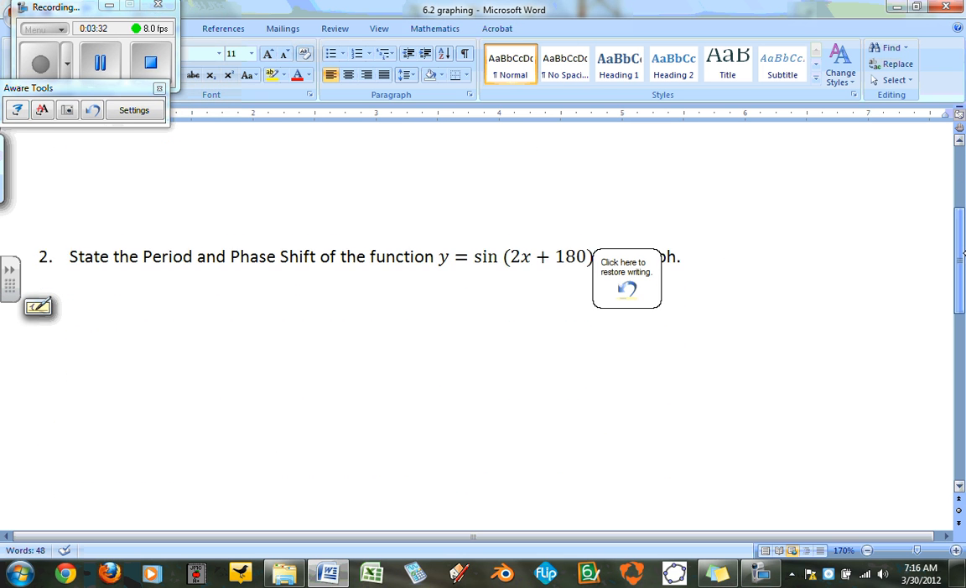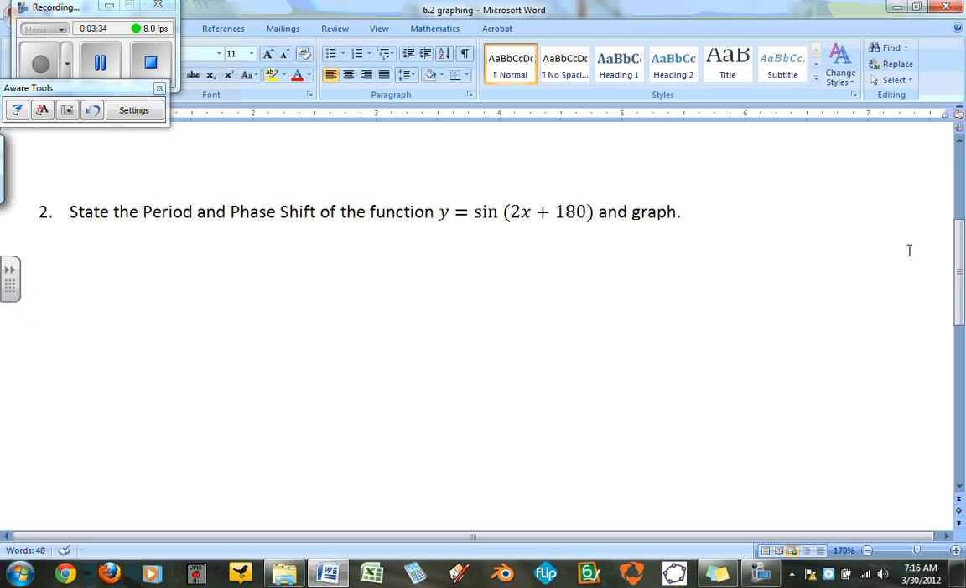Now we're going to state the period and phase shift for the function y equals sine of 2x plus 180, and then we're going to graph it. So now we're changing two things. We're changing the period, and we have a phase shift because we have a plus something inside the parentheses. If this gave us a 4 out in front, it would also change the amplitude. It would go 4 units up and 4 units down as well.